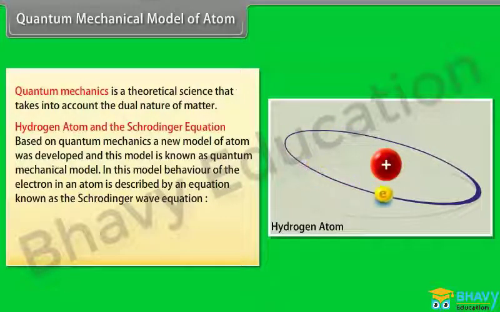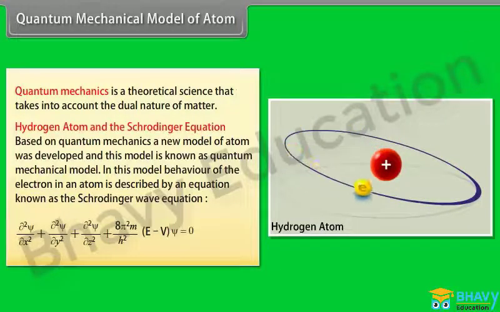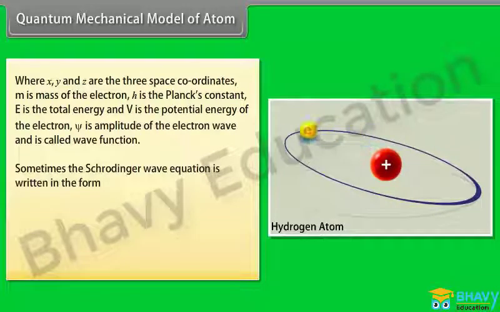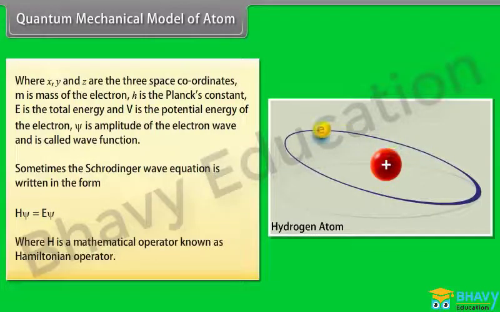In this model, the behavior of the electron in an atom is described by an equation known as the Schrodinger wave equation, where x, y, and z are the three space coordinates, m is the mass of the electron, h is Planck's constant, E is the total energy, and V is the potential energy of the electron. Psi is the amplitude of the electron wave and is called the wave function. Sometimes the Schrodinger wave equation is written in the form Hψ = Eψ, where H is a mathematical operator known as the Hamiltonian operator.